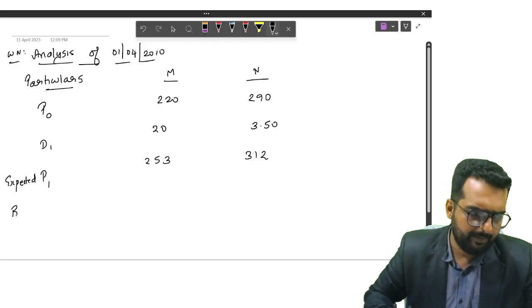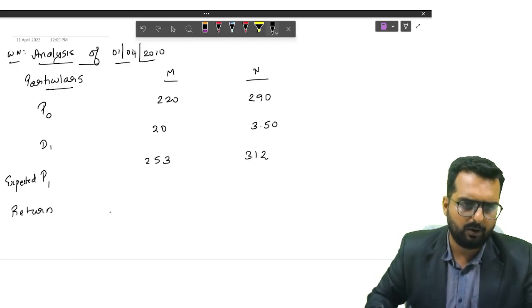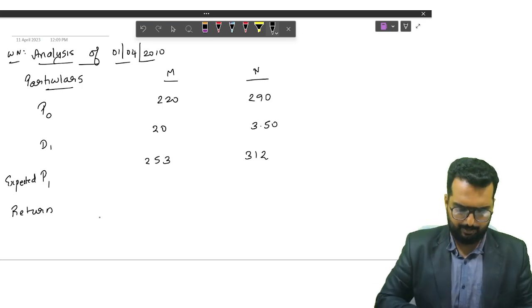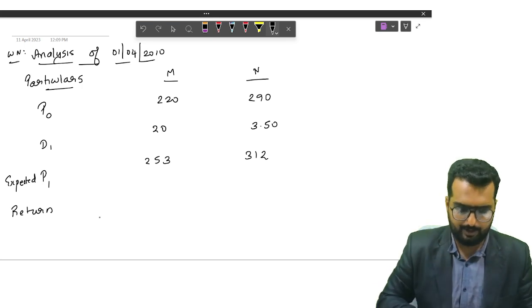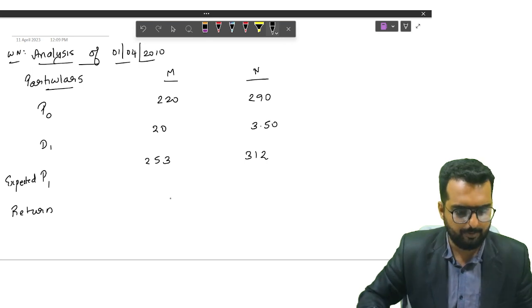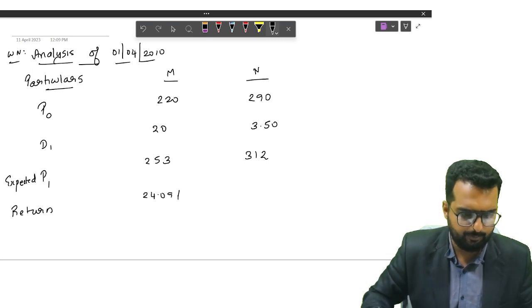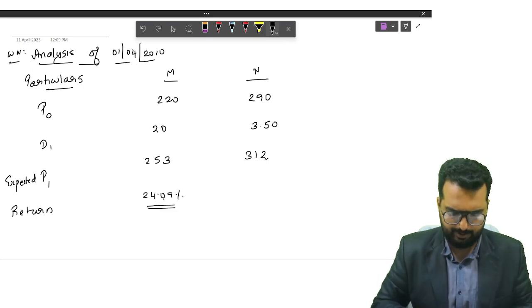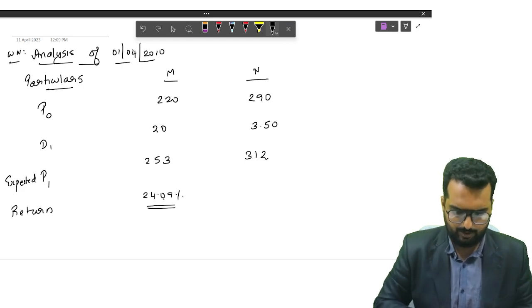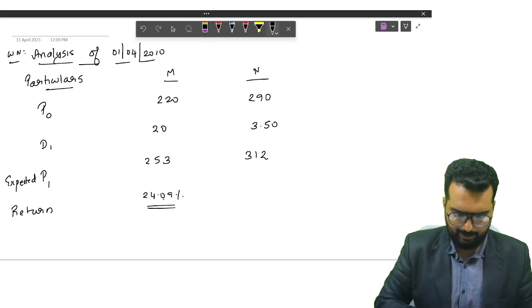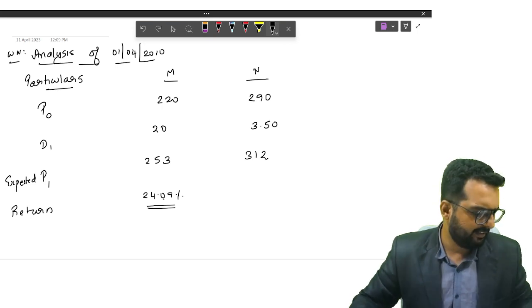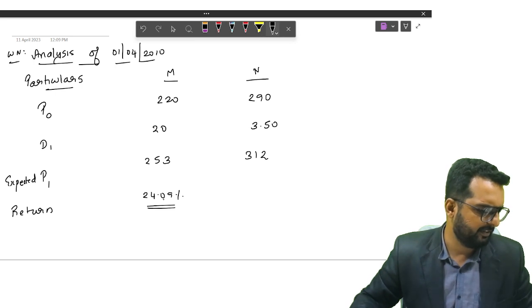Alright. From this, can I now find out the return over here? Or it will be P1 minus P0 plus D1 divided by P0. So do I get the answer as 24.09% for the first year? And the other one would be 312 minus 290 plus 3.5 divided by 290. You will get the answer as 8.79%.